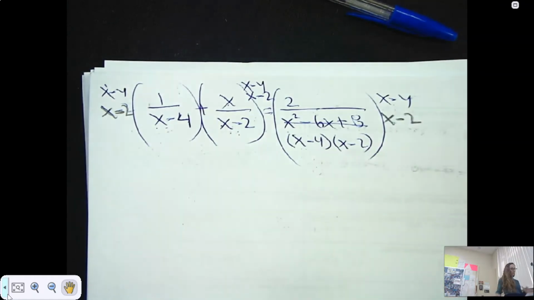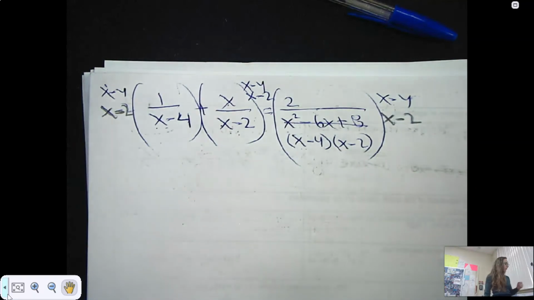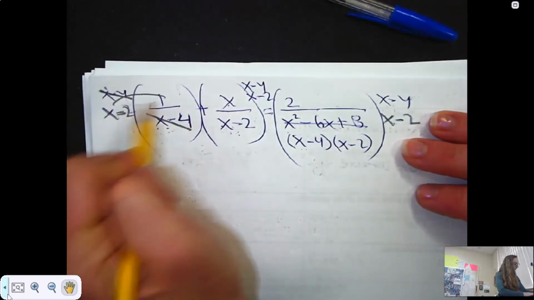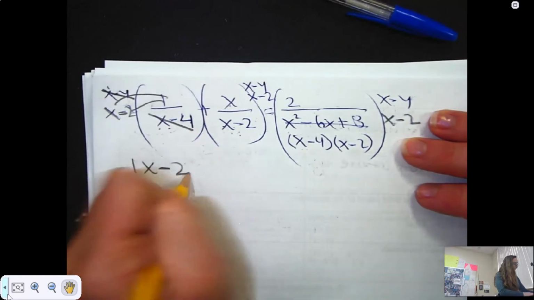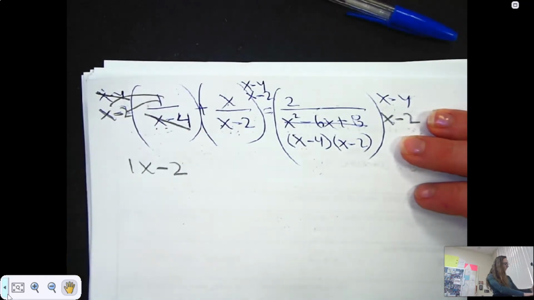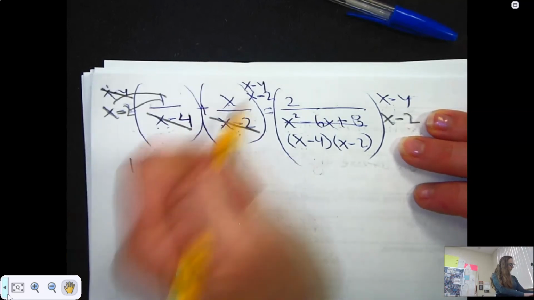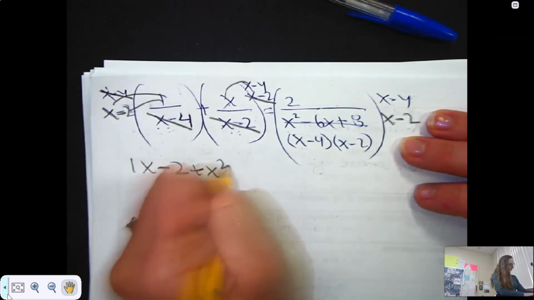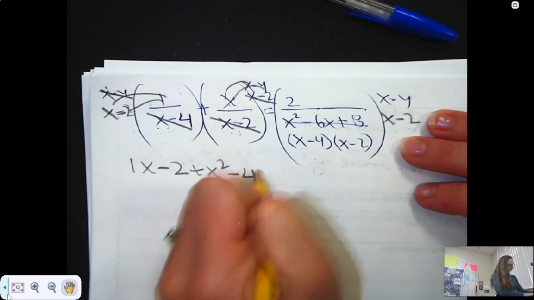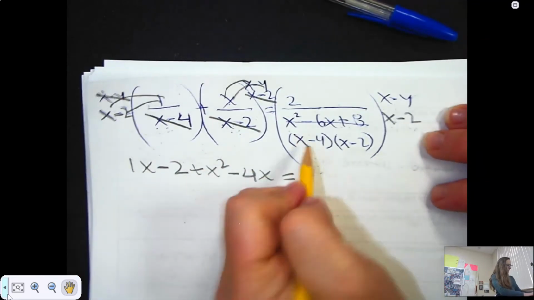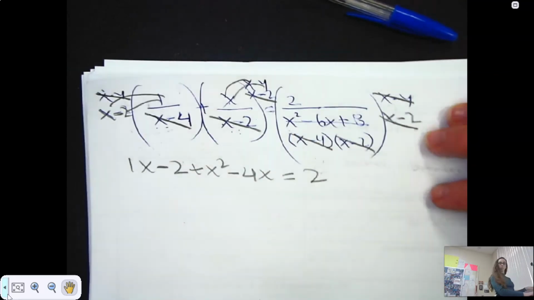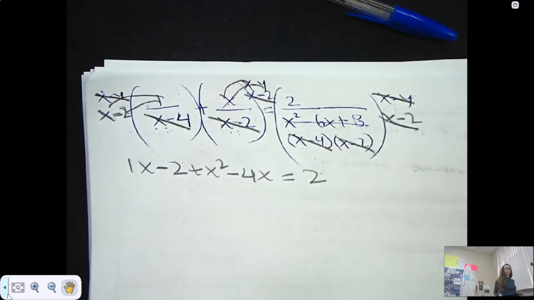Now that everything is covered to get rid of my denominator, now I'm going to cross off. X minus 4 gone. Distribute, 1x minus 2. I know you don't need the 1, but just for simplicity's sake. Cross off the x minus 2. Now distribute. Plus x squared minus 4x equals. Cross off the x minus 4, cross off the x minus 4, cross it off. Hey, all you're left with is 2. That one wasn't that bad, especially when it's laid out and it's so big.